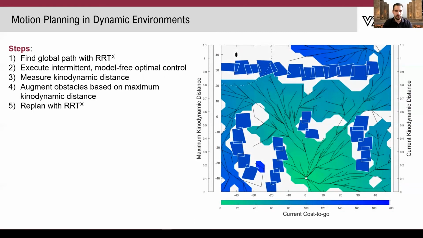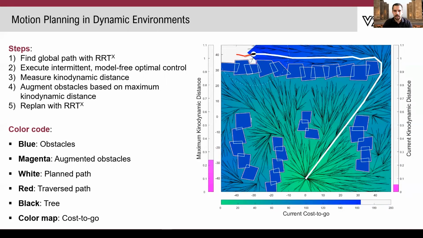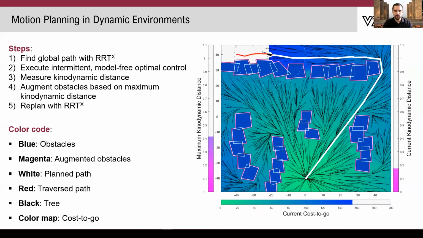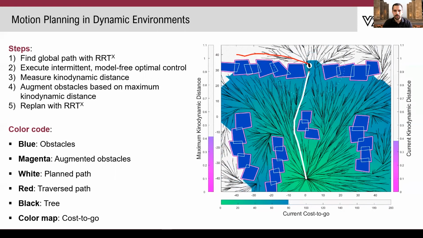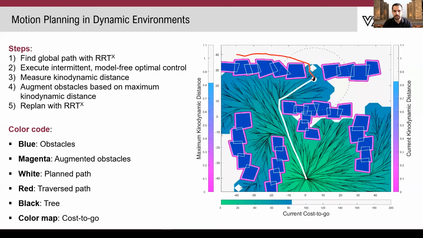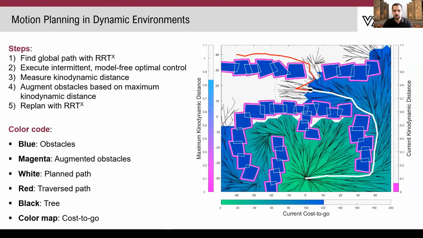Let's see how that works in practice. We can see the robot navigates. In white line, you see the global path. In red line, you see the traverse path. The obstacles are shown in blue, and they appear and disappear in an unpredictable fashion. In pink, you see the augmented obstacle space.